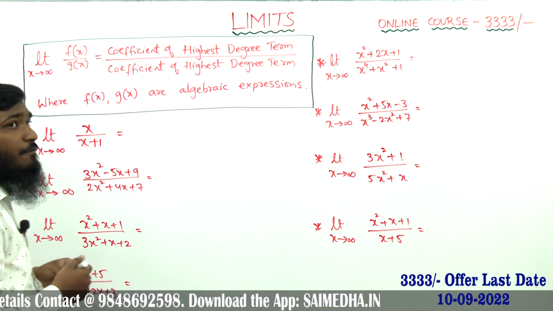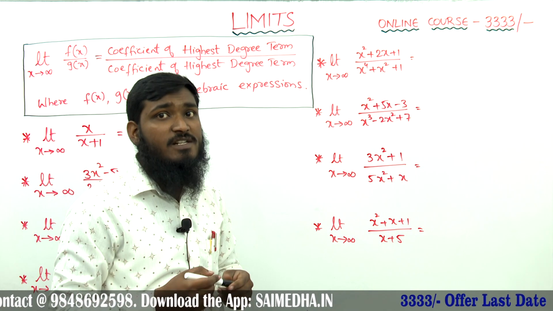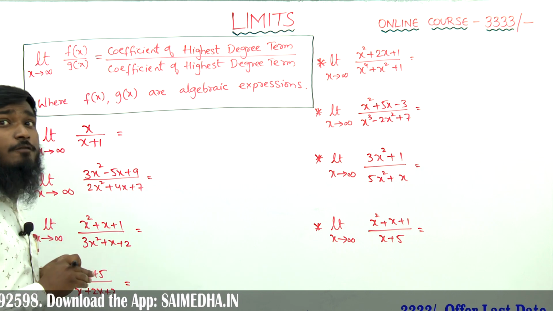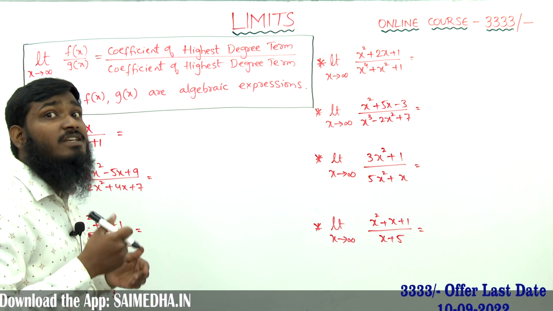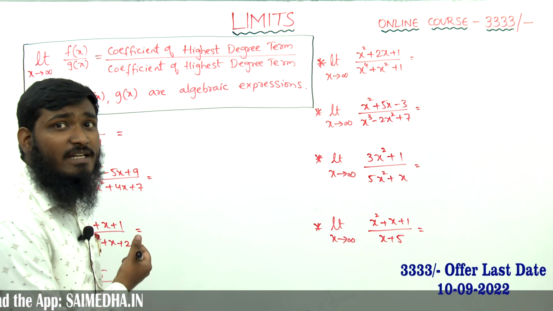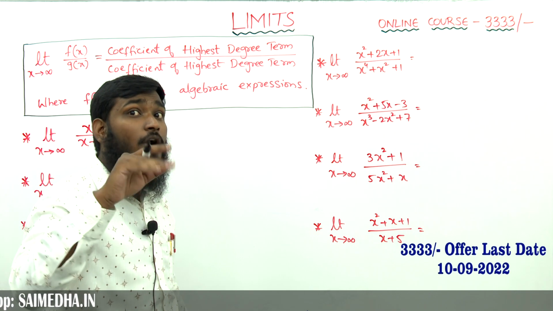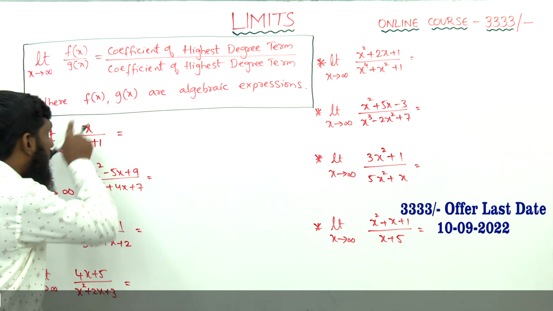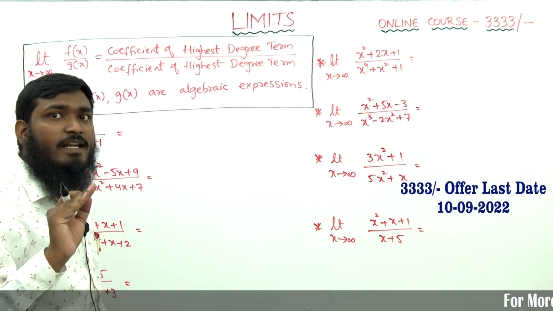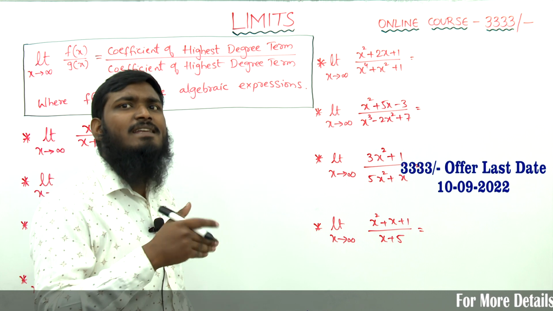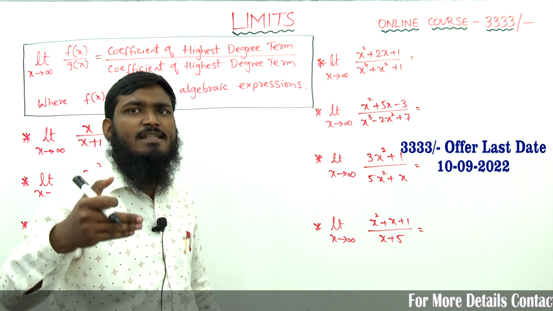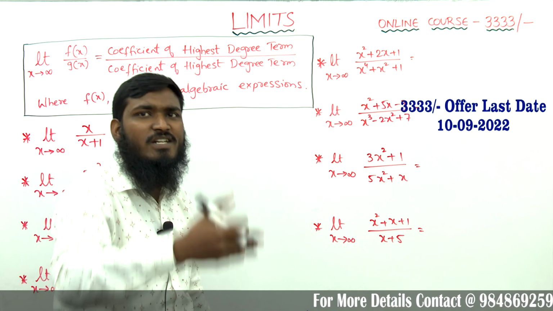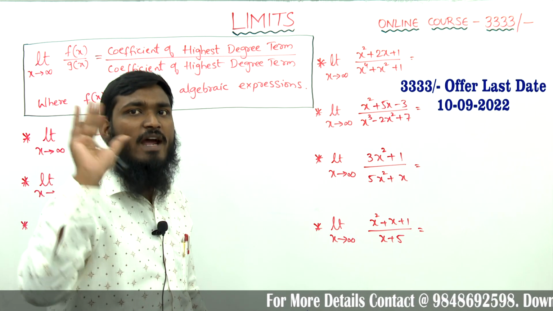Limit x tends to infinity, x divided by x plus 1 is given. First, what we have to find? We have to find the highest degree term in the complete question, not in the numerator separately, not in the denominator separately. Is it x, x square, x cube, x power 4, x power 5, x power 6? We have to identify that part.